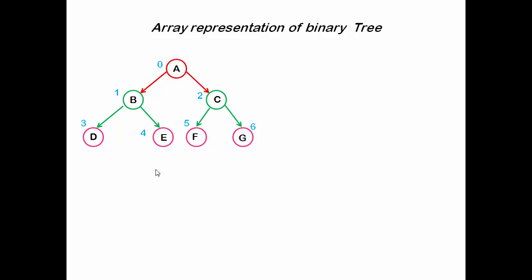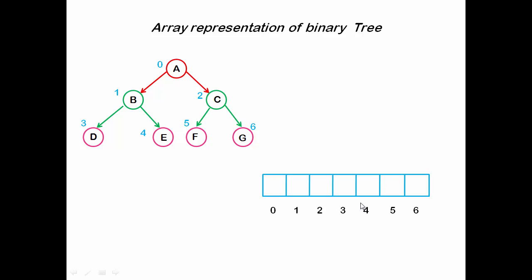These numbers represent the indices of array. Here I'm going to draw an array of 7 elements. I'm going to store A at index 0, B at index 1, C at index 2 and so on. Now the question is how we can identify the left child and right child of a node. For example, here I'm going to choose a node arbitrarily. Let's say node C. Now, which one is the left child of node C?